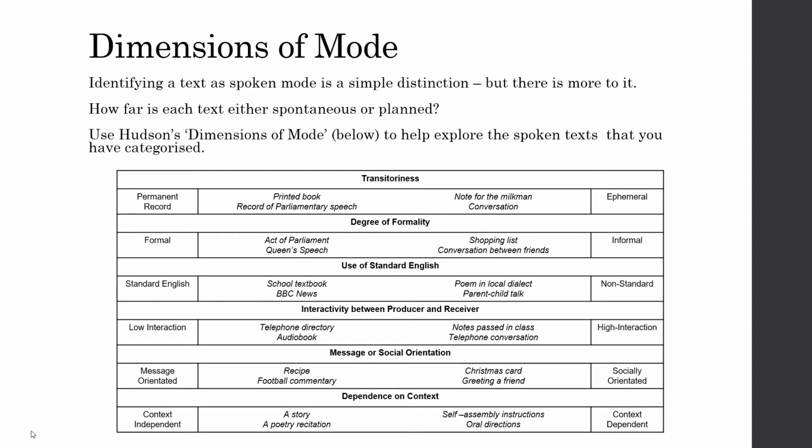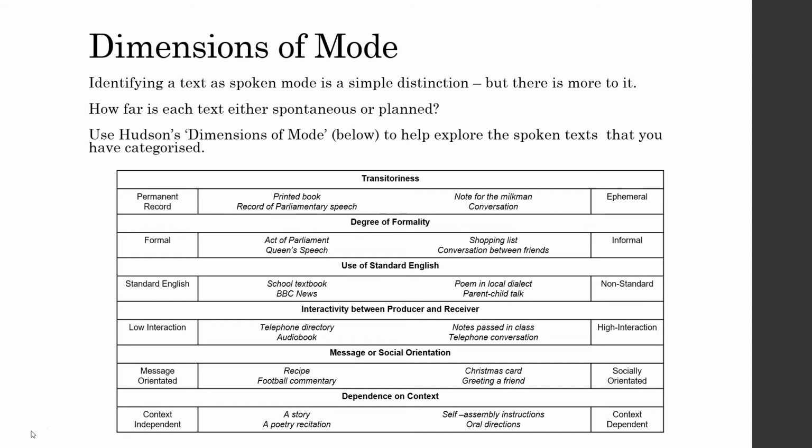Whether a text is message or socially orientated, I suppose in other contexts we look at this as the purpose of a text. Of course, it's related to the interactivity between the producer and the receiver. Does it have a social orientation or a message orientation?